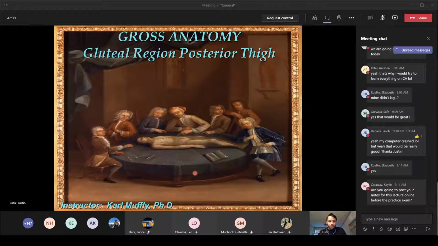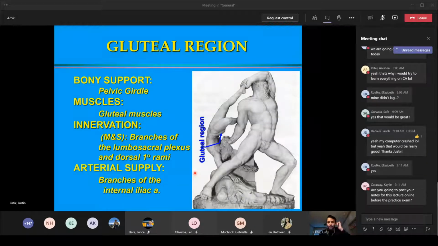Okay. This is just the general stuff that he talked about in the lecture, like the pelvic girdle. We'll talk about the gluteal muscles, lumbosacral plexus, dorsal rami, and branches of the internal iliac arteries. So we'll touch upon all of these throughout the lecture. Feel free to stop me as usual, because sometimes I talk fast. If you want me to slow down or clear anything up, just let me know, message in the chat, or interrupt me. I don't mind.